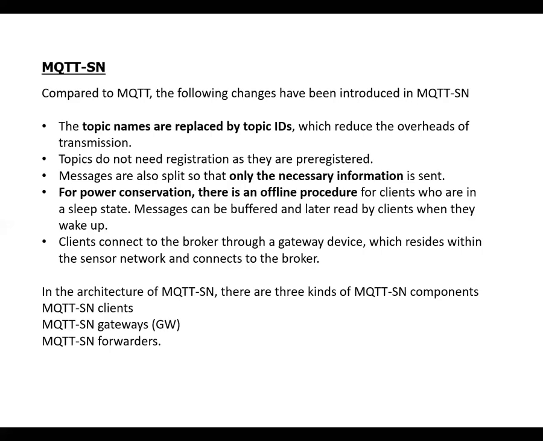The clients cannot directly connect to the broker as in MQTT. In MQTT-SN, clients connect to the broker through gateway devices which reside within the sensor network and connect to the broker. So based on this, there are different architecture components of MQTT-SN. One is MQTT-SN clients, second is MQTT-SN gateway, and third is MQTT-SN forwarder.